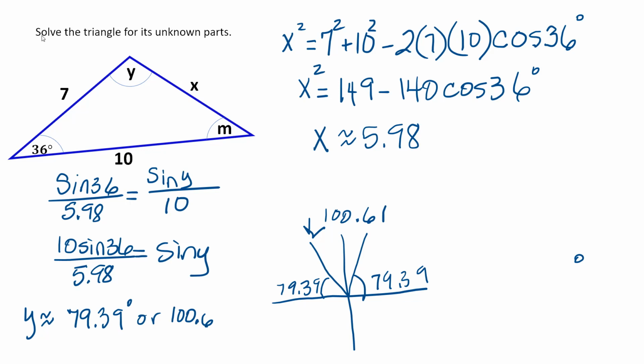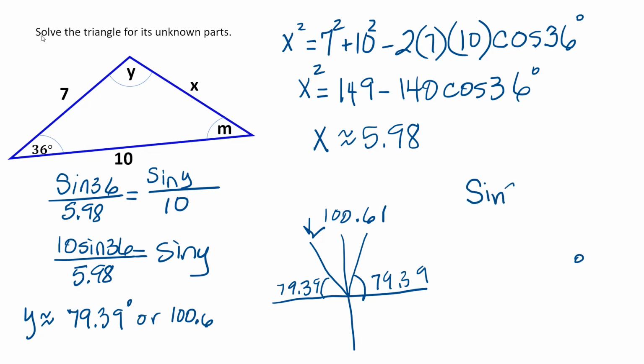Now in this triangle, it is not completely clear that y is acute or obtuse. It looks a little bit obtuse, but when it's this close, you can't assume. All right, so we're going to go ahead and see what m is and see if that helps us figure out which one of these y should be.